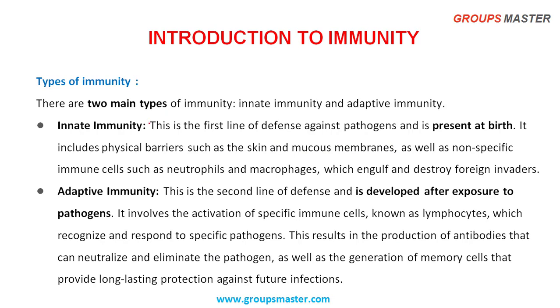Next, types of immunities. There are two main types of immunity. First one is innate immunity. Second one is adaptive immunity. Let us see innate immunity. This is the first line of defense against the pathogens and it is present at the time of the birth.